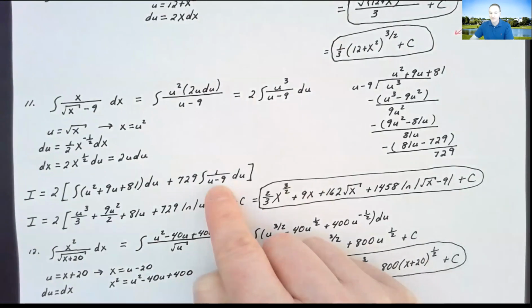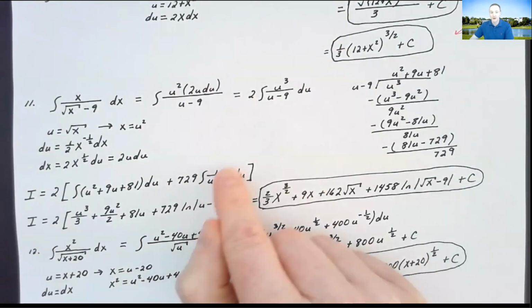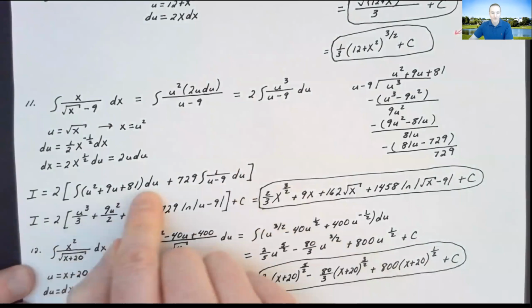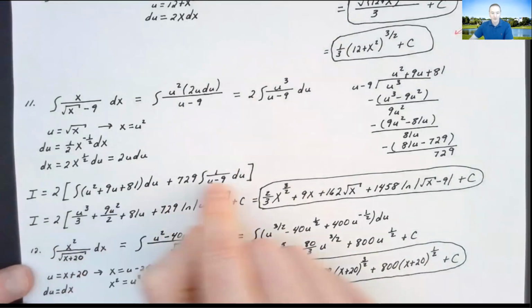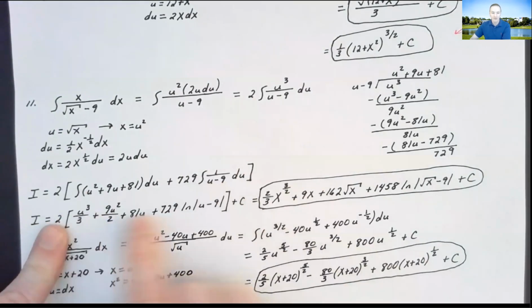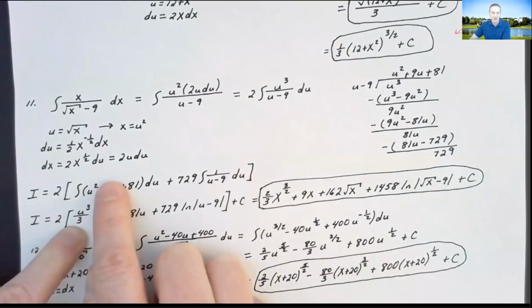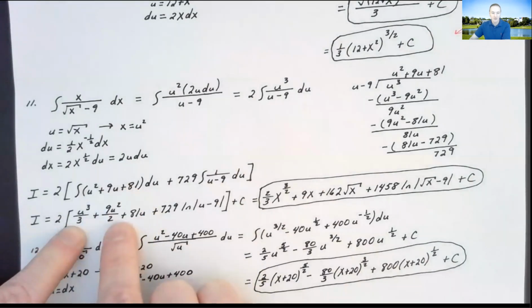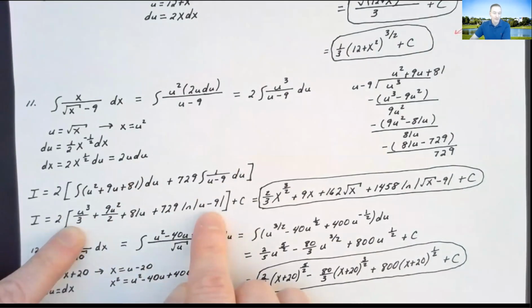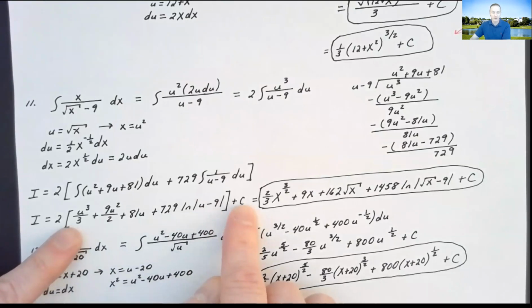Now I can look at the inside and say, well, that one's easy because the derivative of the denominator is in the numerator. Thus, the answer to that one is the natural log of the absolute value of the denominator. These are all power rule integrals. This one's a natural log, so we can integrate. We'll still have 2 times everything inside of this group, and I'll get u to the third over 3 plus 9u squared over 2 plus 81u. And then, of course, this one's going to be your 729 natural log of the absolute value of u minus 9 plus our glorious constant of integration.